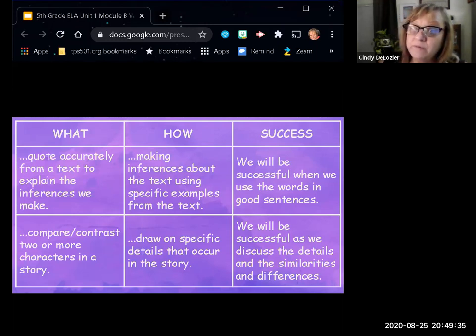One more focus we will have is comparing and contrasting two or more characters in a story. We will do this by drawing on specific details that occur in the text. We will be successful when we discuss the similarities and differences with our classmates, teacher, and others.